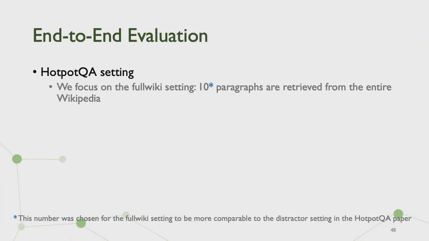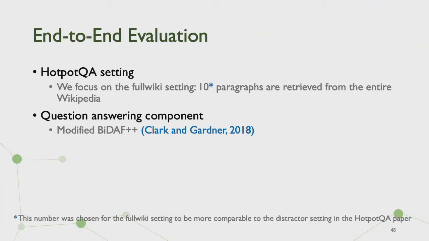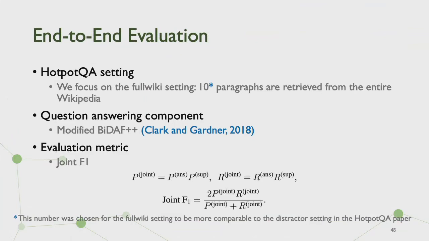And for end-to-end evaluation, like I mentioned, we're working on the full wiki setting of HotpotQA, but we restrict our system to only look at 10 paragraphs in total to be fair to previous work. We still use BiDAF++ as our question answering component, and we focus on the joint F1 from earlier, which focuses not only on the accuracy of the answers, but also on the accuracy of the supporting fact labels.